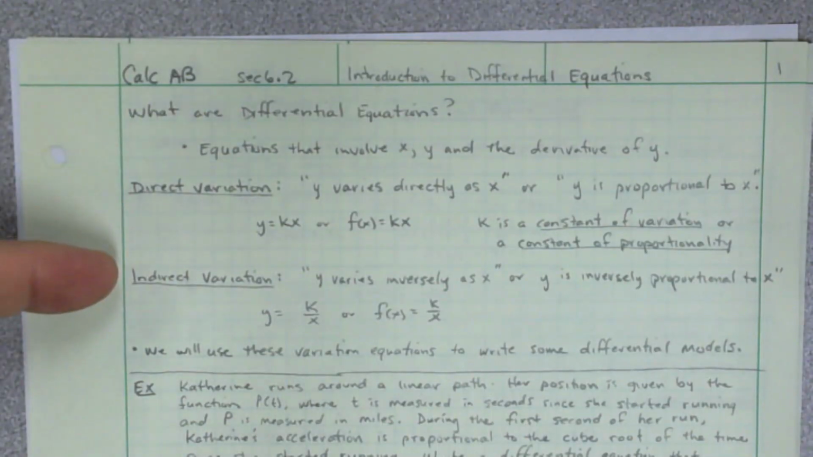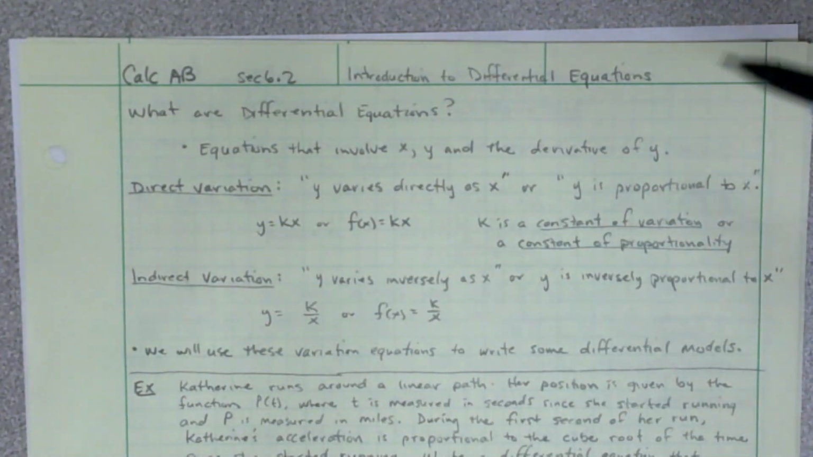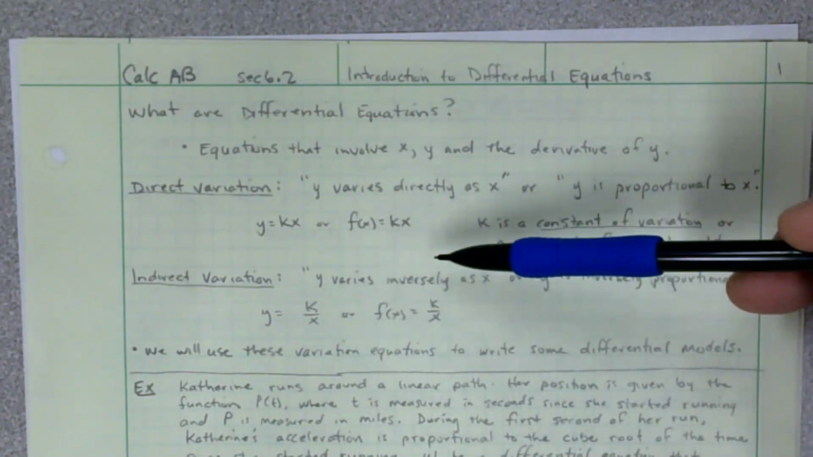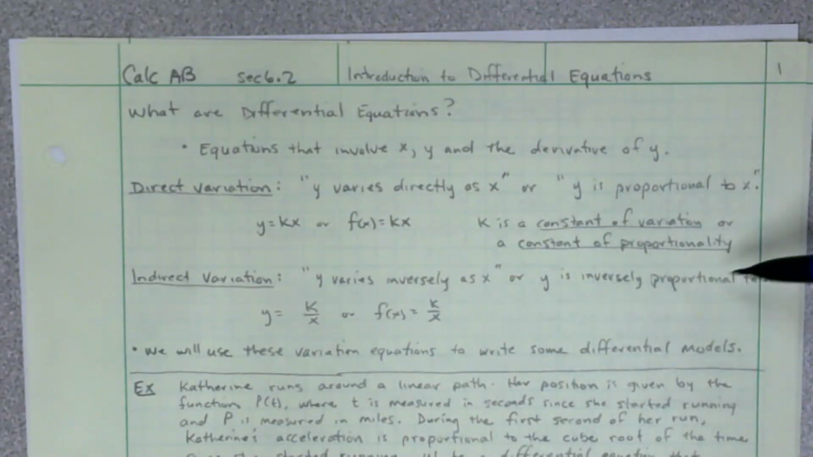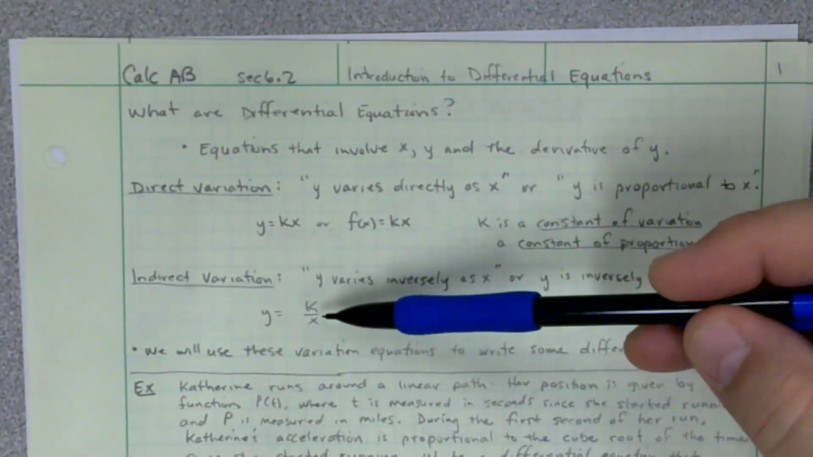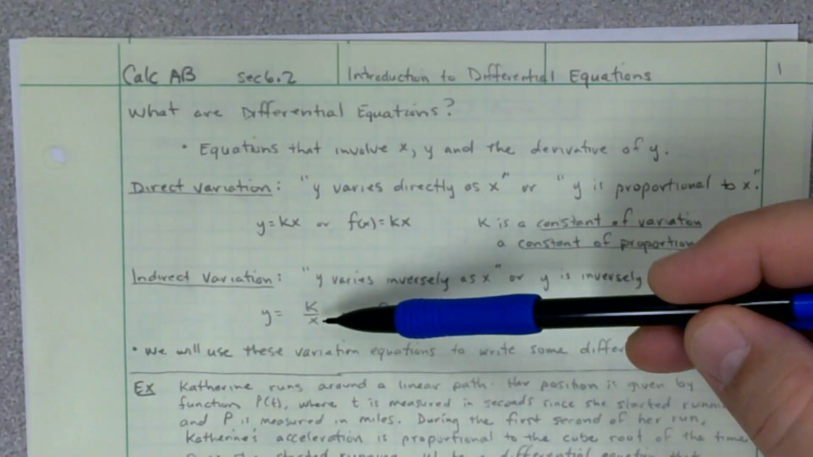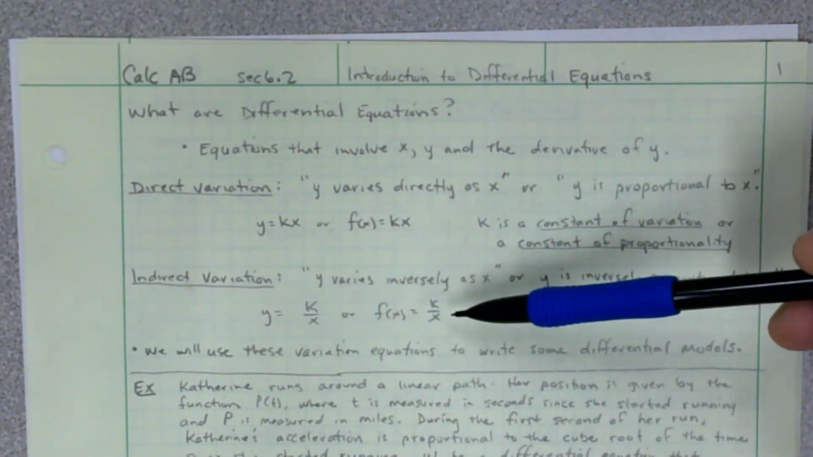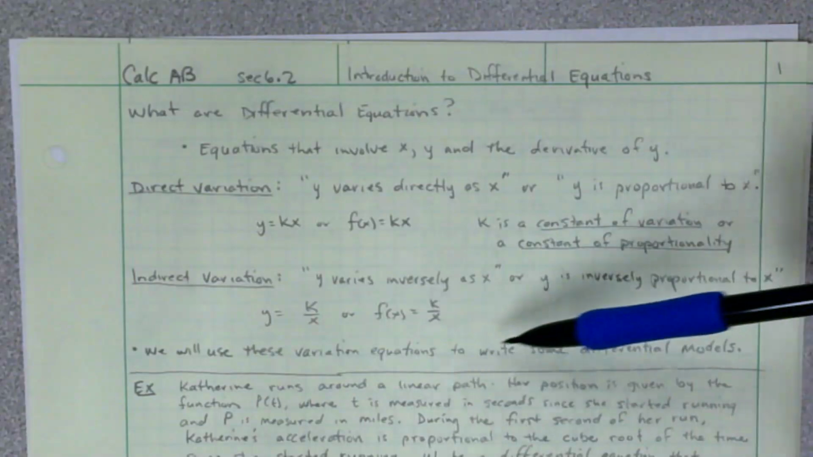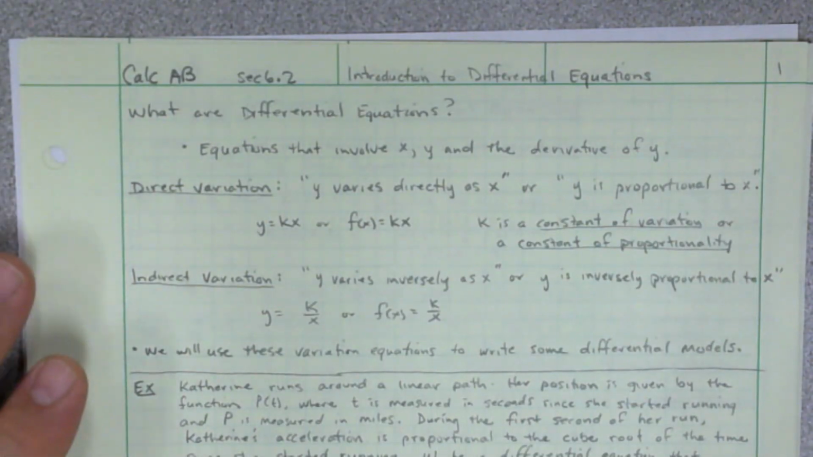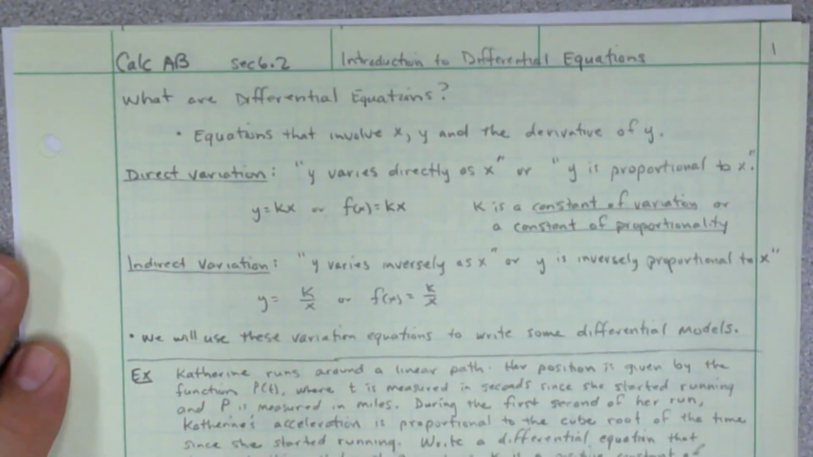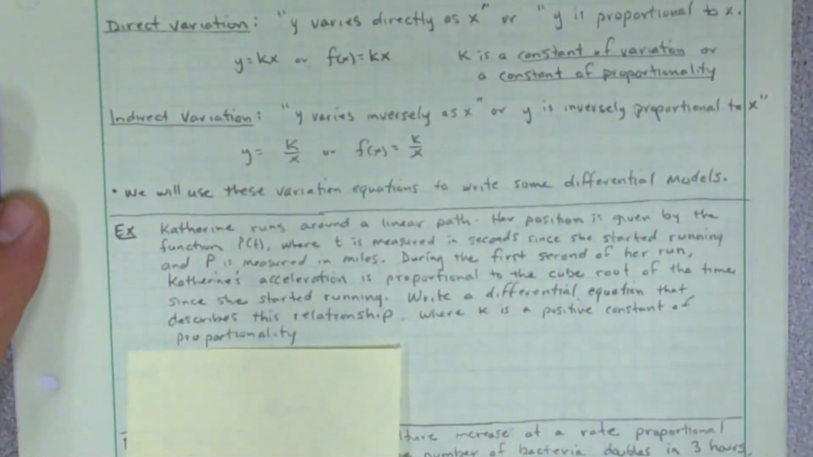If it's called inverse variation, then y will vary inversely as x, or y is inversely proportional to x. And it will look like a fraction where the x is in the denominator. We're going to use these variation equations to write some differential models that come up a little bit later. So keep those in mind. Let's look at an example of something that you'll be asked to do in some fashion. So here we go.